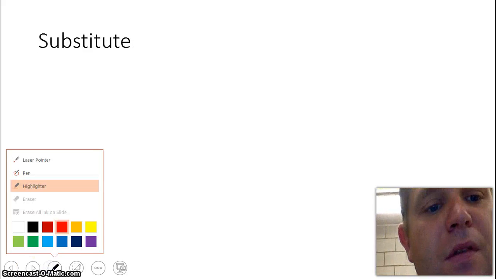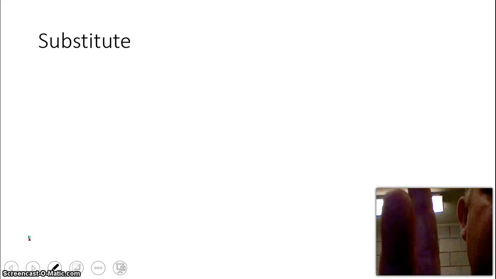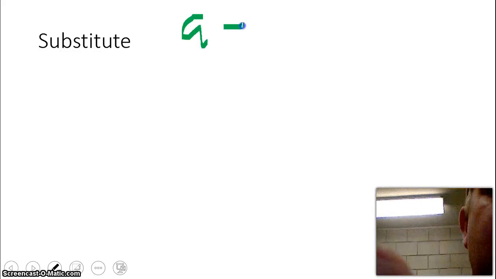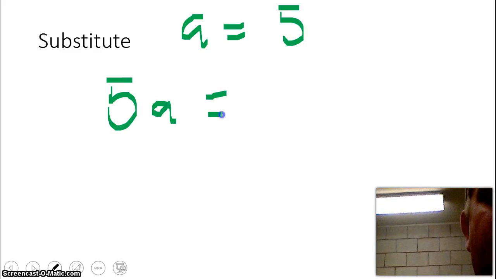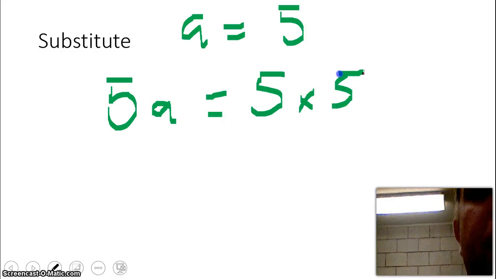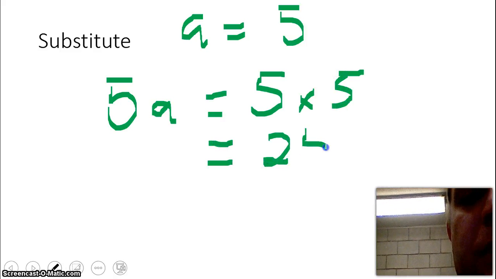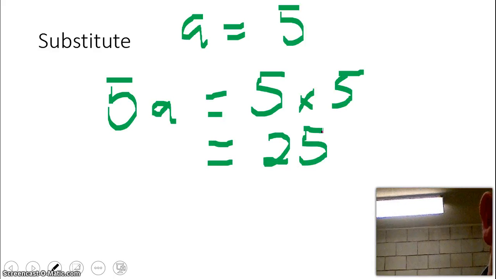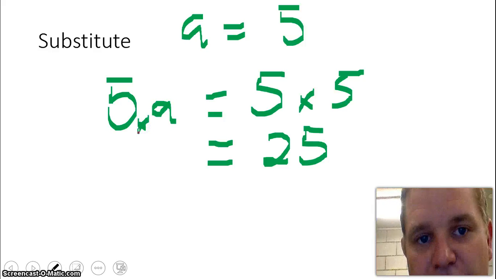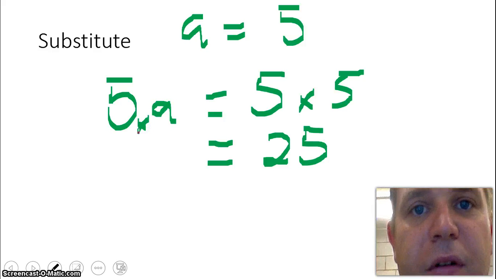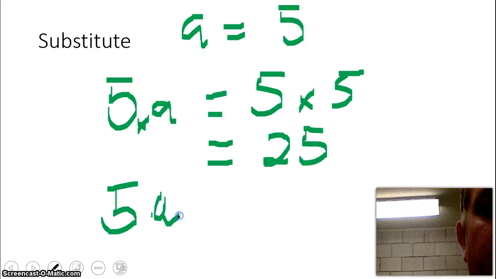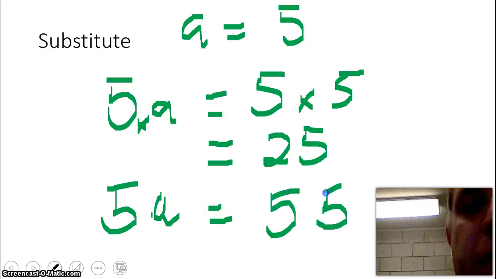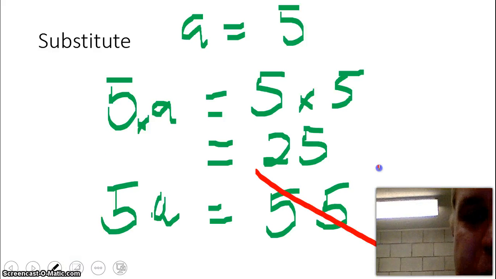Substitution. Substitution is one of the best things you can learn. A equals 5. So if A equals 5, we can find 5A is 5 times 5, which is 25. Remember, when we've got things written next to each other, there's an imaginary little multiplication. Very important. Too often we see people do 5A equals 5, which is very, very bad.